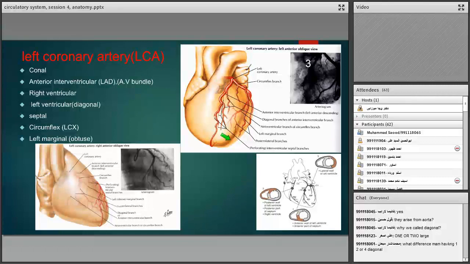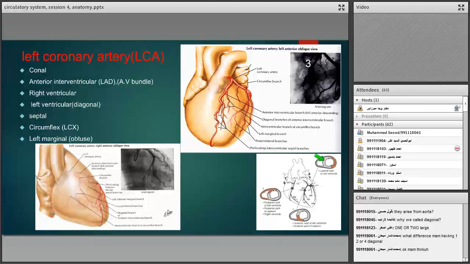What difference? There is no difference. From the beginning of the LAD, we have 3 diagonal branches, and we call them D1, D2, and D3. All of them are diagonal, and all of them are supplying blood to the left ventricle. Okay, and then we said the LAD branch also has septal branches. The septal branches are supplying blood to the interventricular septum.